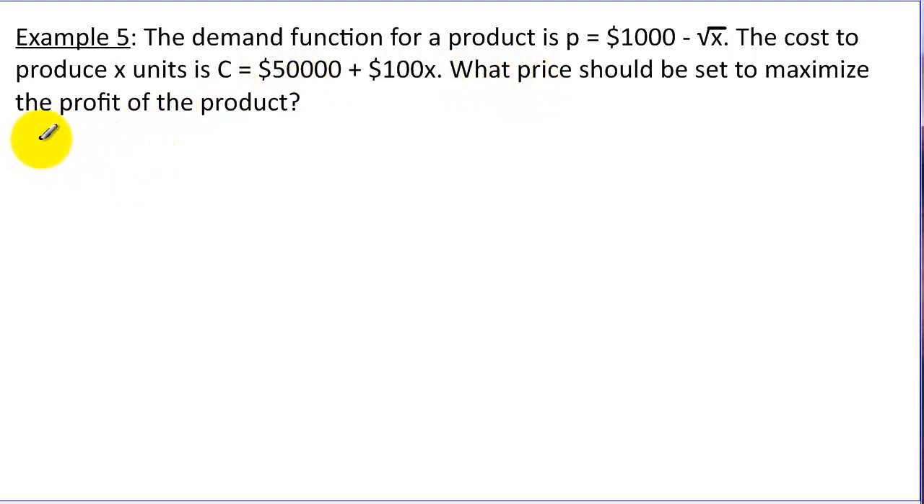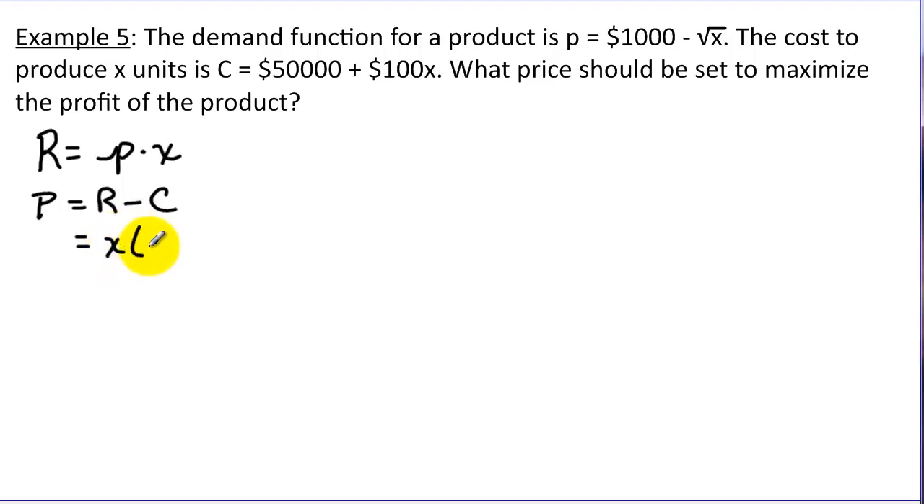Now we need to remember a few basic definitions here. The revenue for producing a product is the price, which is our demand function, times the number of units. And also, since we're dealing with profit, profit is revenue minus cost. So for our function here, we've got x times our price minus our cost function, 50,000 plus $100 per unit.